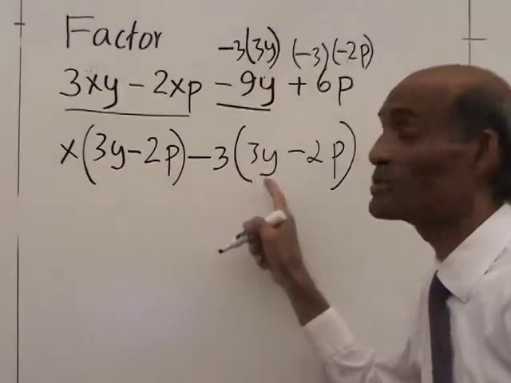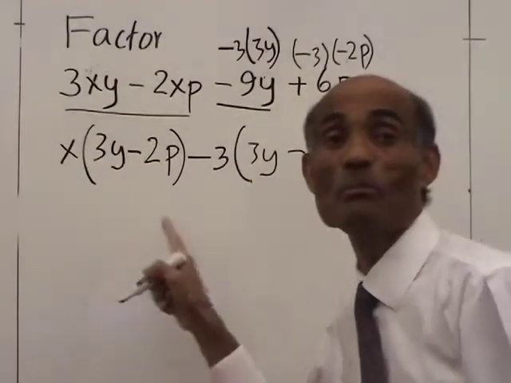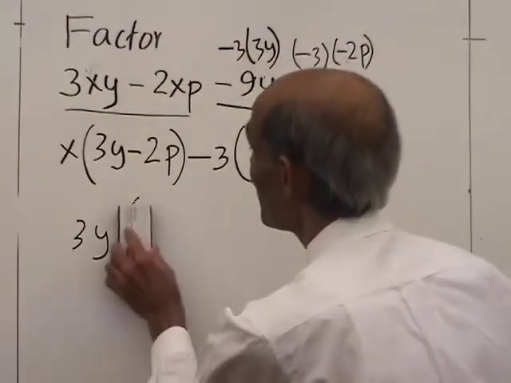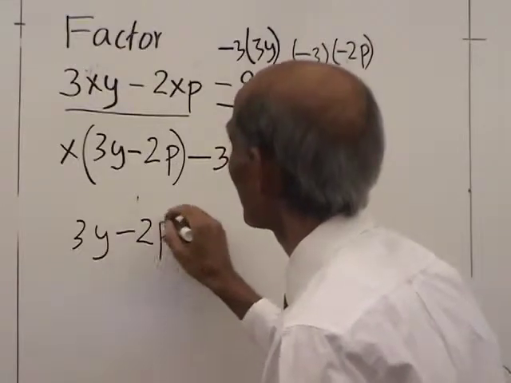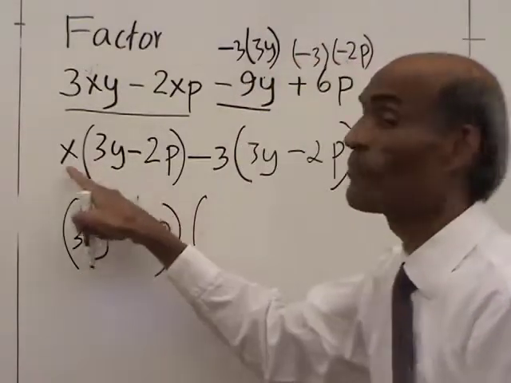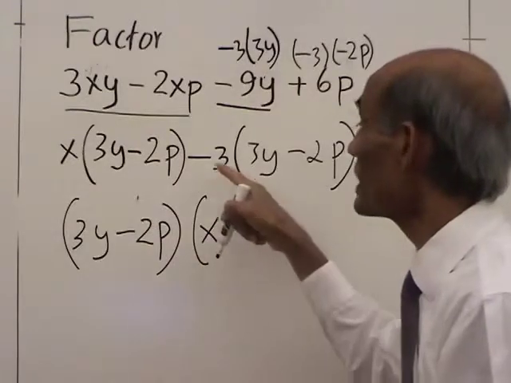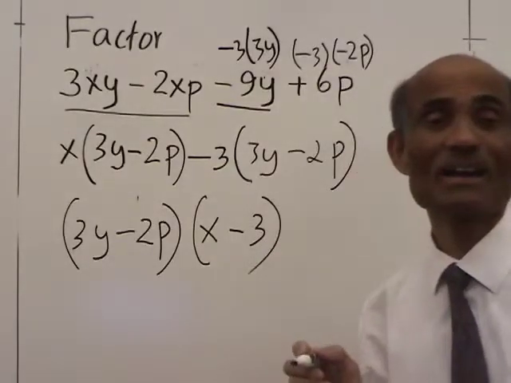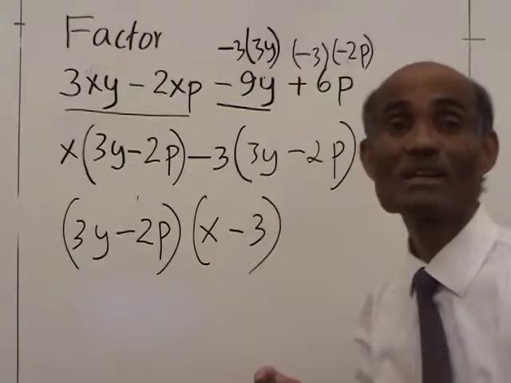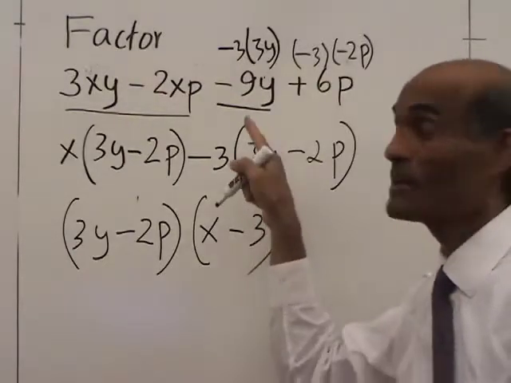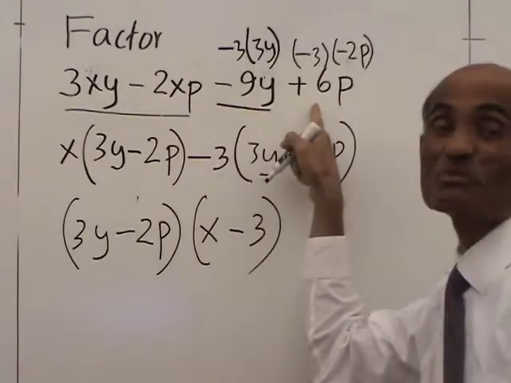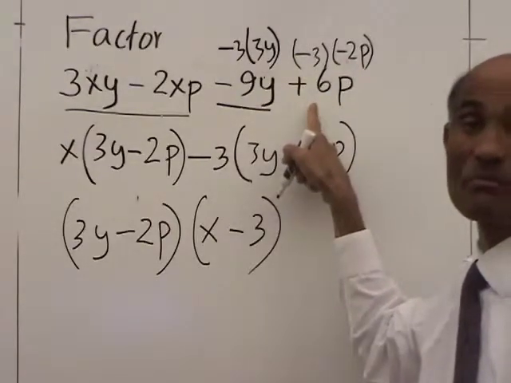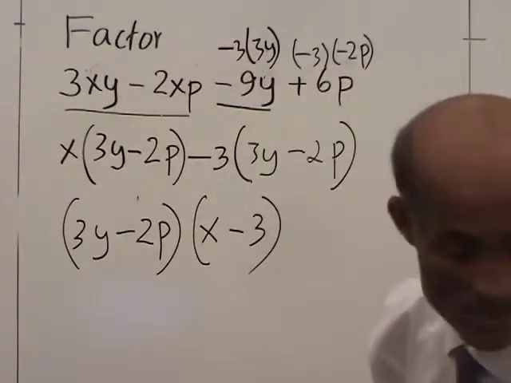Now the 3y minus 2p is common in both terms. We factor that out. 3y minus 2p comes out. What is left in the first term is an x. What is left in the second term is a minus 3. So look at the factors of that. 3y minus 2p times x minus 3. Alright, I want you to work on terms like this. How to produce negative factors from a positive number. Alright, now that's a very important skill.